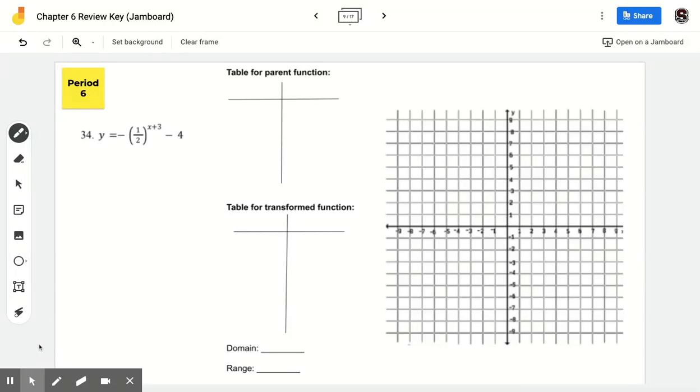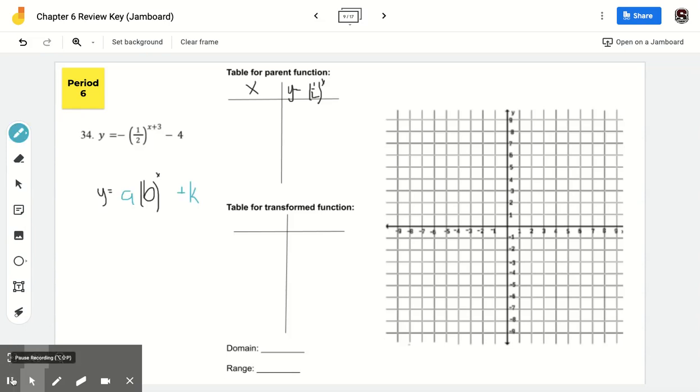I'm going to go a little faster on 34 because it's just like 33. We first need to compare it to our equation, noticing that our base here is 1/2 raised to x. So that goes straight into the parent function table. Now everything else is a transformation. My a and k affect my y's, and my minus h affects my x's.